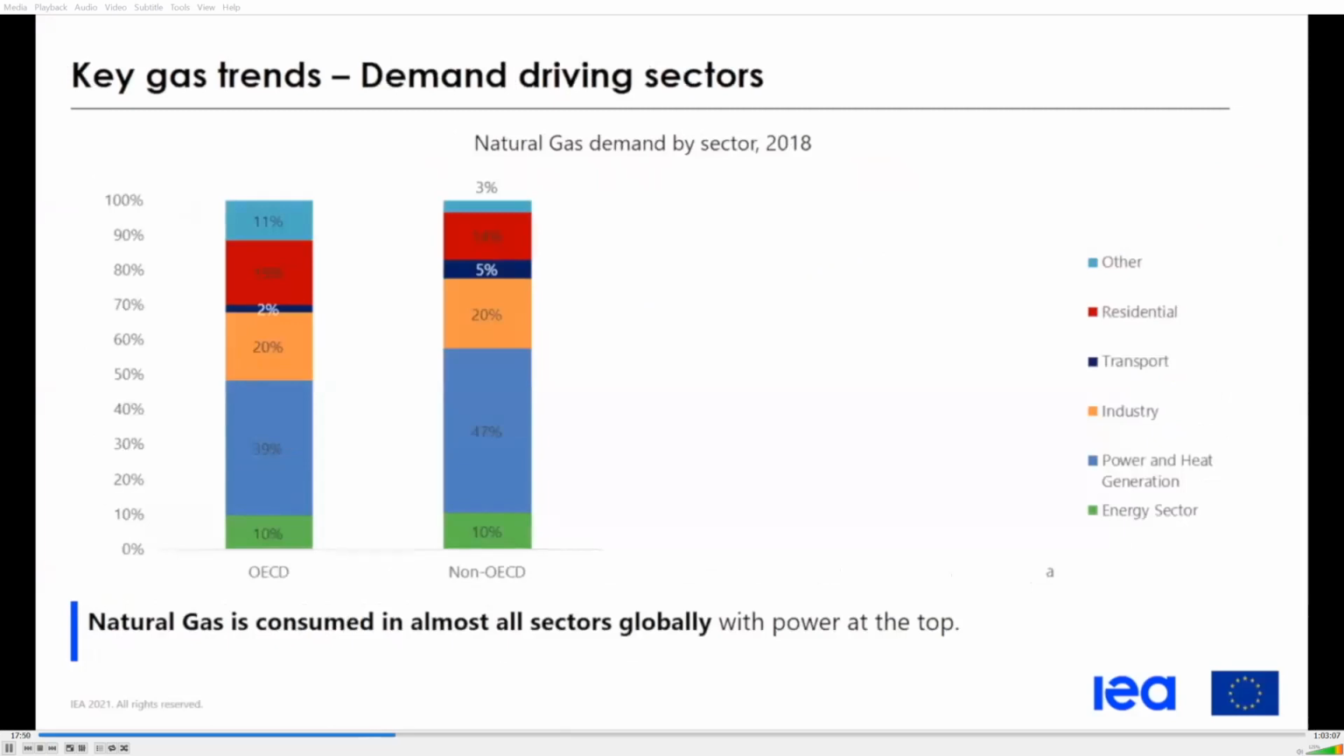So this is the chart that presents the demand-driving sectors for natural gas in various regions. So OECD, non-OECD, we can see that in any case, power and heat generation are on top of the driving sectors, but there is already a distinction between OECD and non-OECD regarding the demand in residential sectors, as many offices and buildings in OECD are now heated by natural gas when it's less common in non-OECD countries.